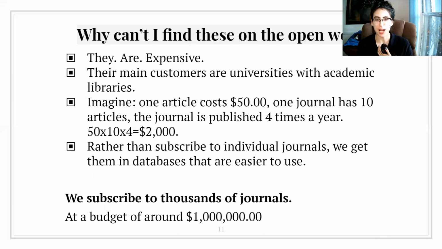So rather than subscribe to individual journals, we get them in databases because it's easier to use and we can usually get a better price. But those subscriptions to those databases with all of those journals are so much money. It's a budget of around $1 million for a mid-sized university like UNCC. It can be more for a larger university, less for a smaller one, it just kind of depends on how much money the university has.